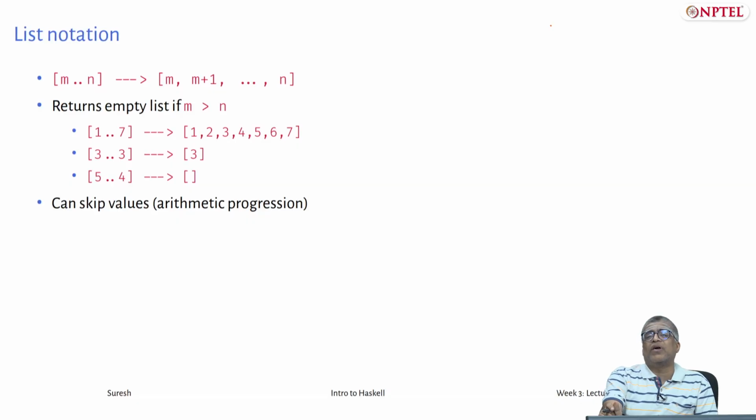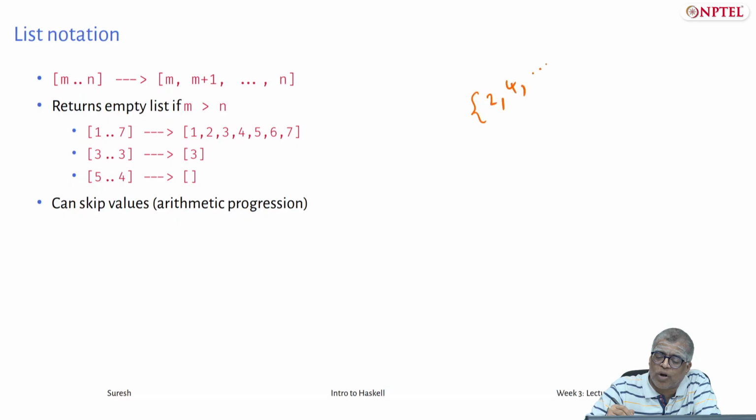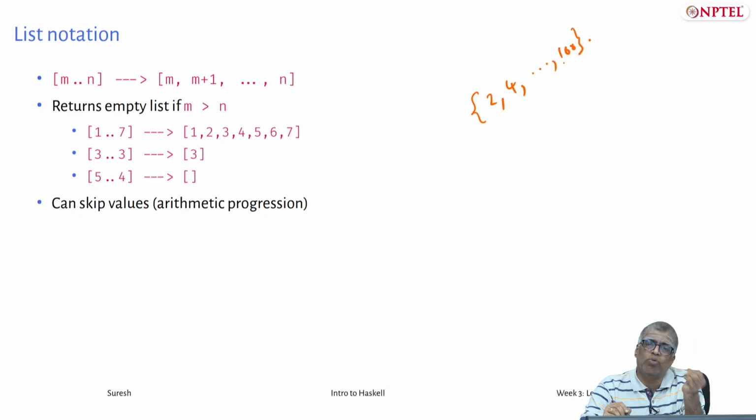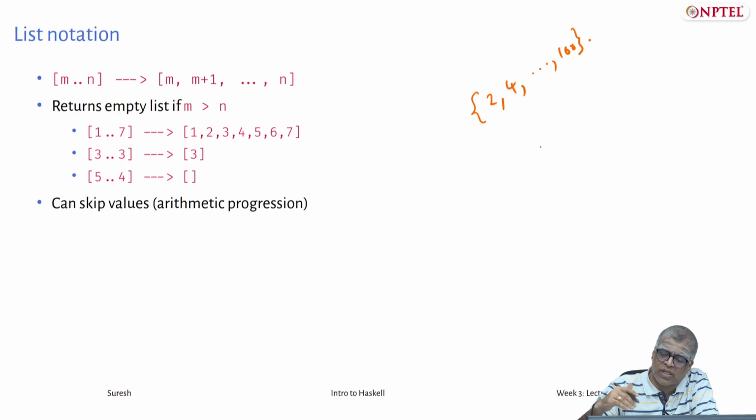You can also skip values, just like in school you write an arithmetic progression. You would write 2, 4 dot dot 100, which means 2, 4, 6, 8, 10, 12, etc., all the way till 100. What you are doing is you are giving the first element, you are telling how many elements to skip to get to the second value, and then you have to skip so many values to get to the third element, etc.